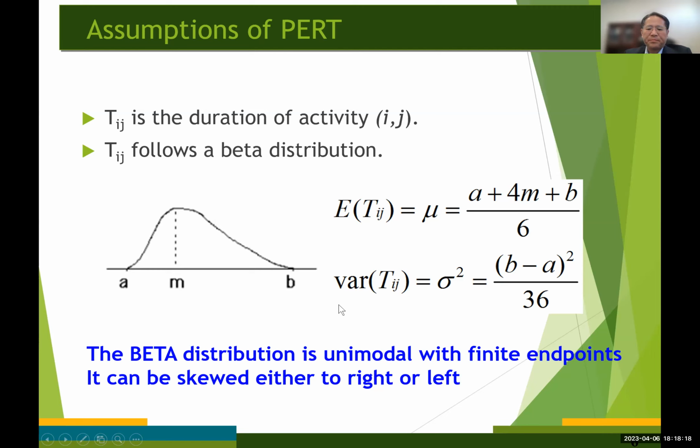So the beta distribution is unimodal with finite endpoints like this, A and B. And it can be skewed either to the right or left. Okay. So here, the prefix uni means one, right? And the mode is the most frequent value. So the unimodal distribution is a single peaked distribution, just like this. So that's the most frequent value in here.